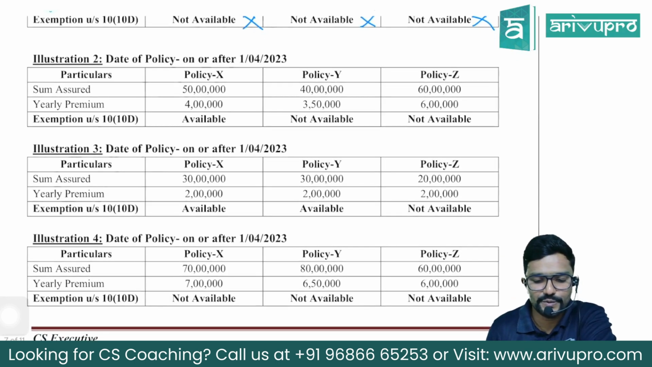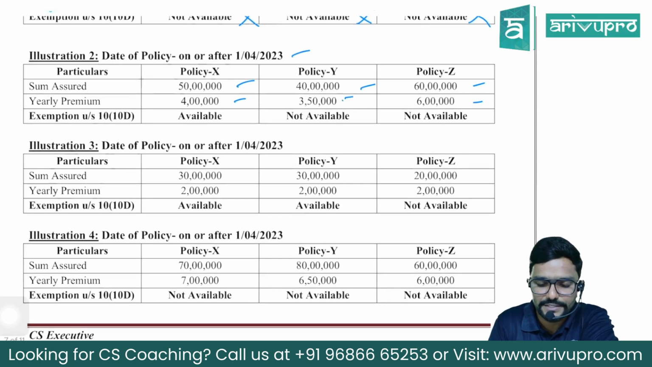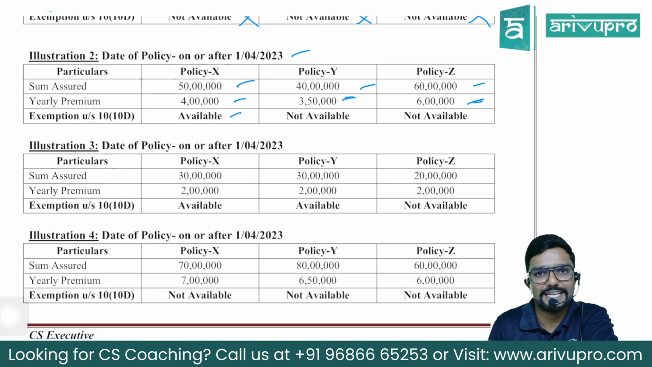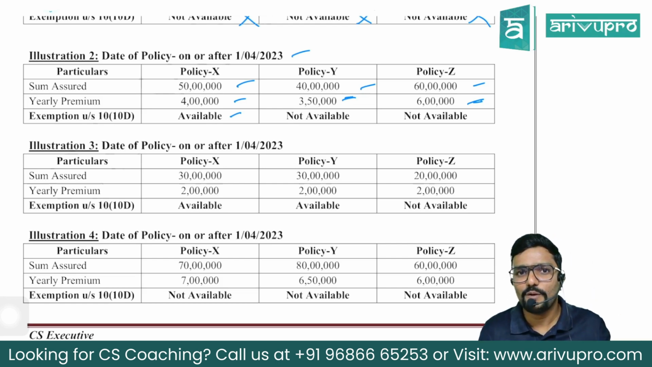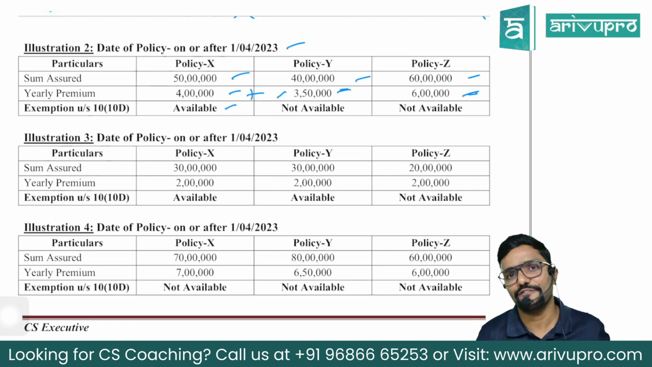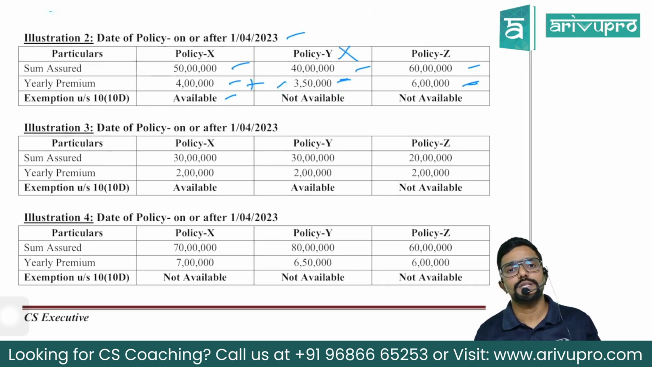Then illustration 2. The policy is taken on or after 1st April 2023. Sum assured is 50, 40, 60. Yearly premium is 4 lakh, 3 lakh 50, 6 lakh. You can observe everywhere it is within 10%; here exactly 10%. Now for policy X, can I claim exemption? Yes, I can claim exemption. Policy Y, can I claim? Percentage wise it is within the limit, but the monetary limit: sir, 3 lakh 50, no sir. Yes, but if you add up both, 4 lakh plus 3 lakh 50, you will get 7 lakh 50. Can you pay more than 5 lakh? No. That means exemption is not available for this policy.